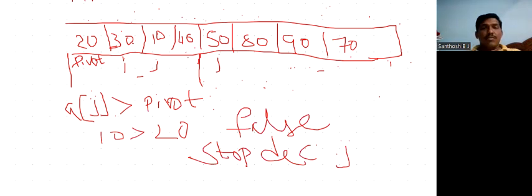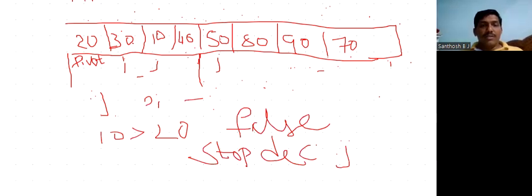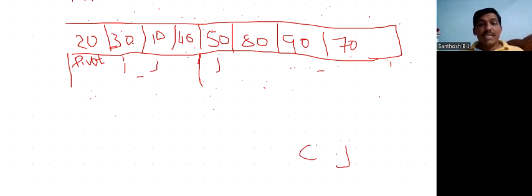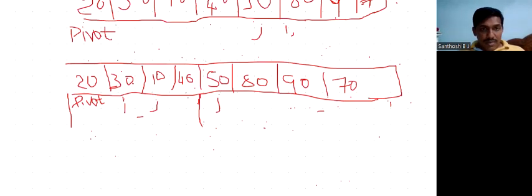So what is next? All of you know about this. I already told you: if both conditions are over and the comparison is complete, you swap A of I and A of j. The value of j is 30 and the value of I is 10. Swap A of I and A of j, the third condition.